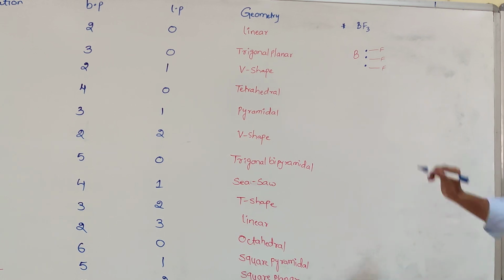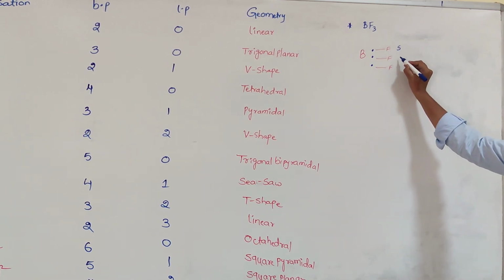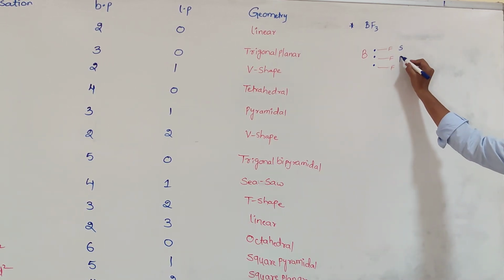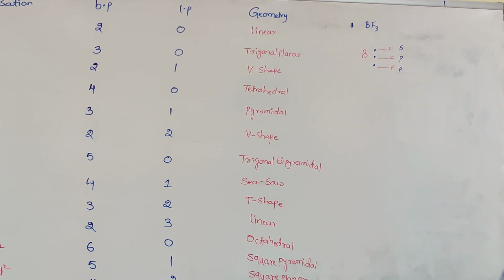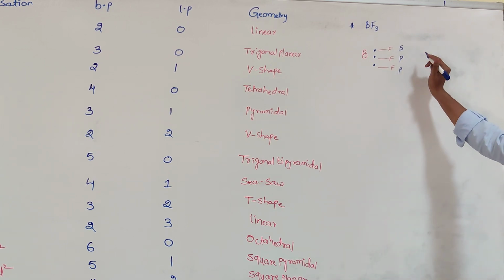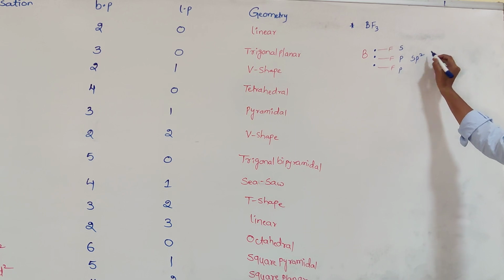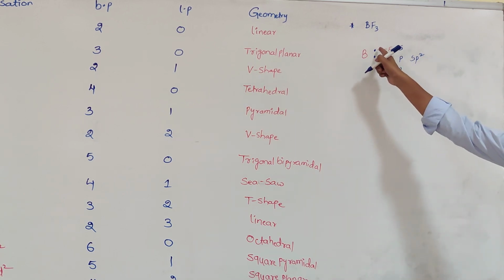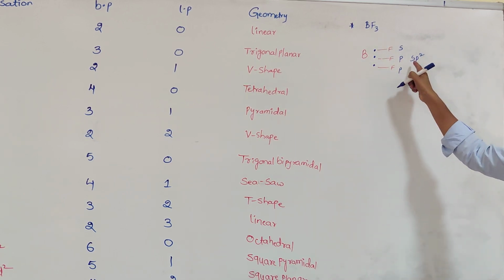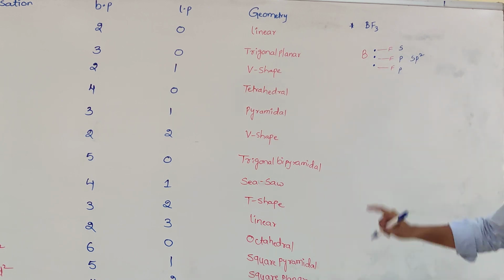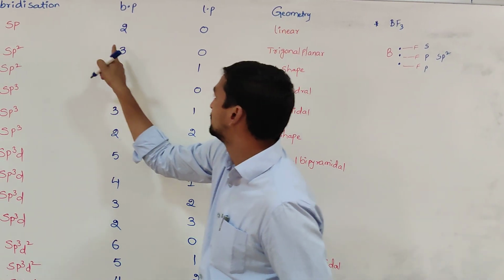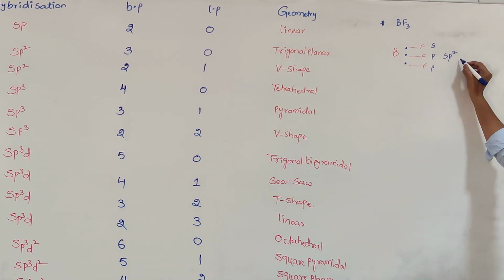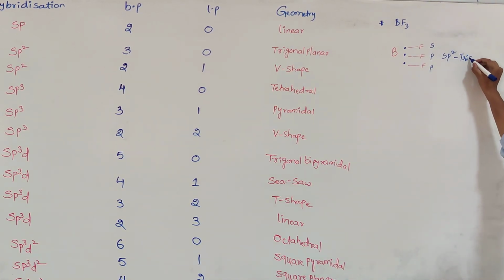Now let us start. Only one s is there. After that p started, p and p. What is the hybridization? sp2 hybridization. How many bond pairs are there? 1, 2, 3. So sp2 hybridization, 3 bond pairs. What is the geometry? Trigonal planar.